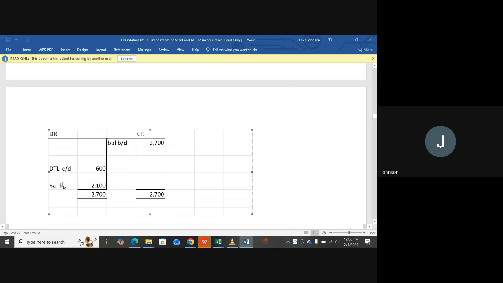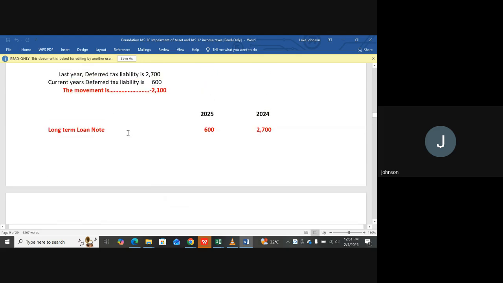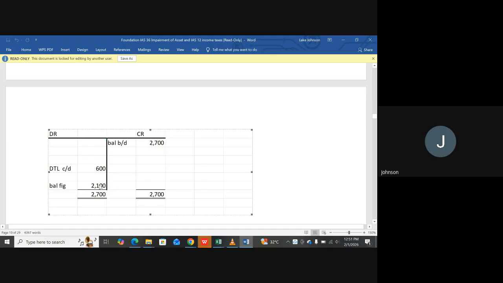So this is the difference. This is the movement in deferred taxes. Now, with this deferred tax, we are saying that we have a movement on the debit side. On the credit side, we always have liability. On the debit side, we always have what? Asset. So it means that here we are taking an asset over, which is that 2,100. It's on the debit side, it's an asset. Credit side would have been a liability.